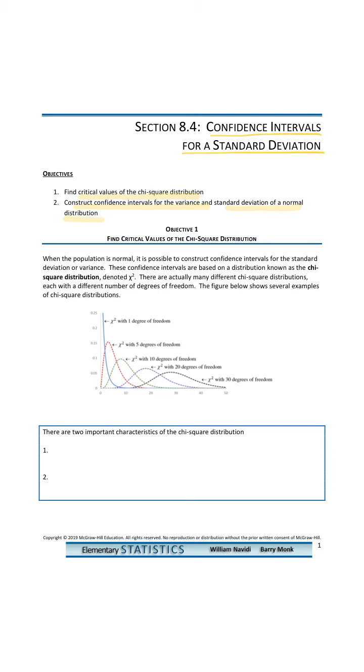When the population is normal, it is possible to construct confidence intervals for the standard deviation or variance. These confidence intervals are based on the distribution known as the chi-square distribution. We usually denote the chi-square by writing it like that. It looks kind of like an X, but one is in a curly form. This is the Greek letter chi. We pronounce this as chi.